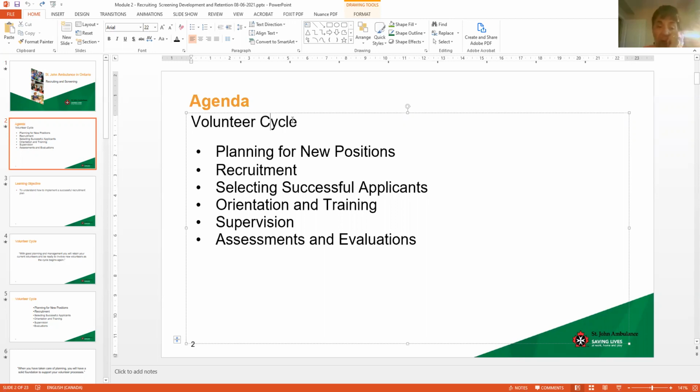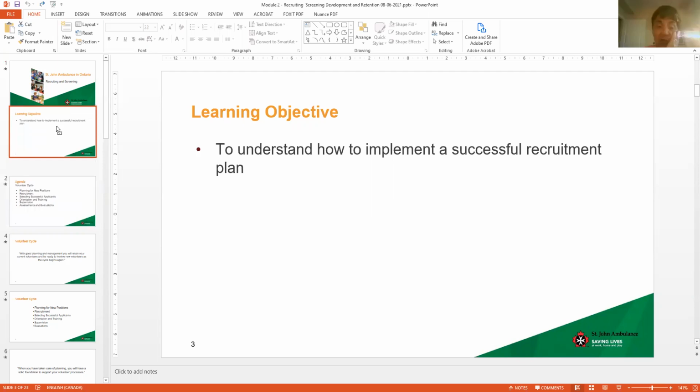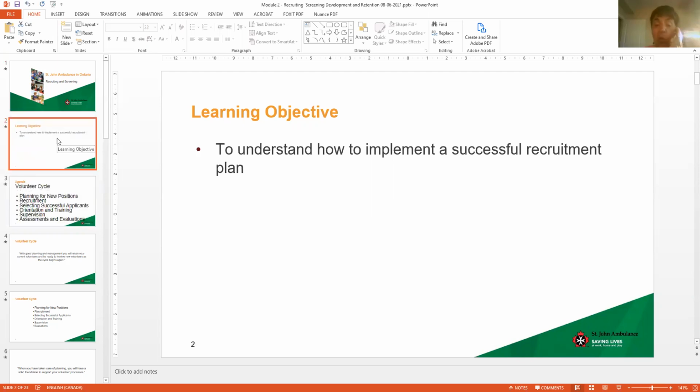Let's go to the third one. Let's see what the third one says. Learning. So that's all? This is what it's about, recruitment? Yeah, it's very general. I'm going to move that slide up because this one should be. Yes, I was going to say to you. So there's only one, the learning to understand how to implement a successful recruitment plan. Right? Yeah. All right. Okay.